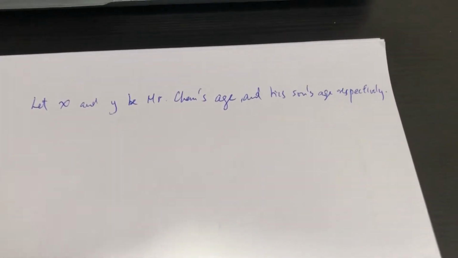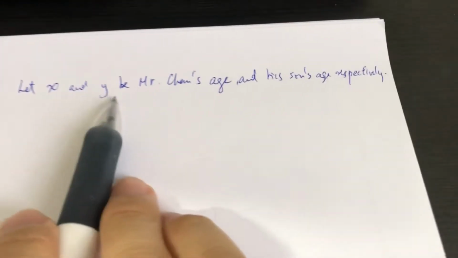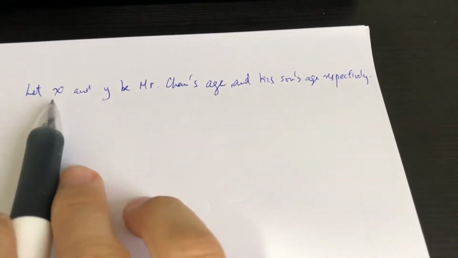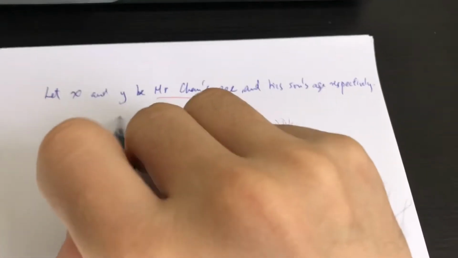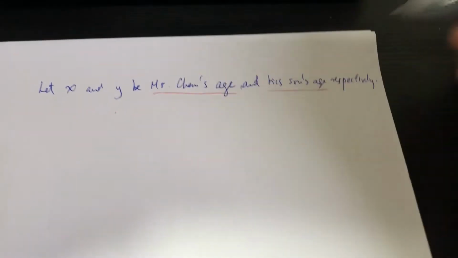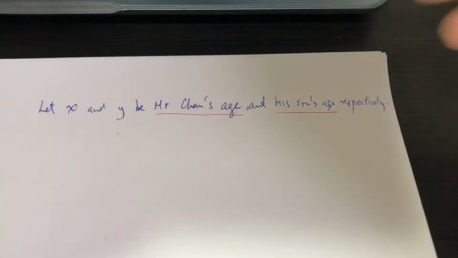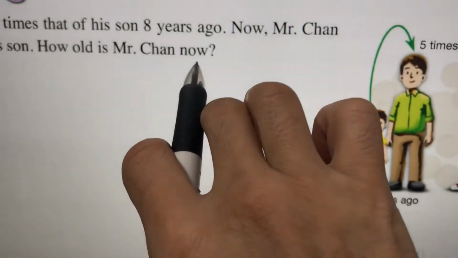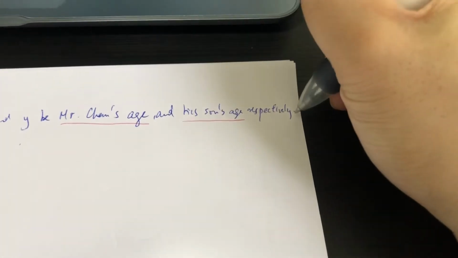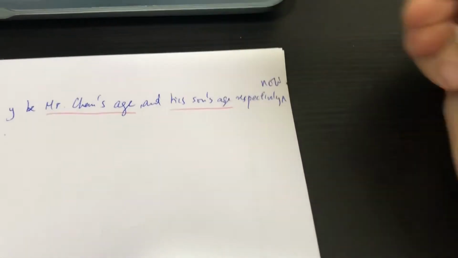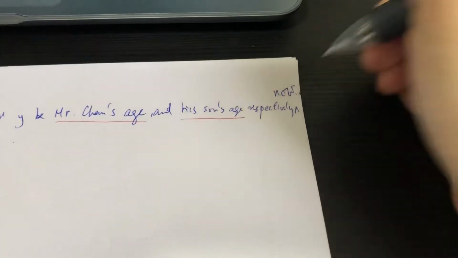In this sentence, you can see we have two unknowns, x and y. x is Mr. Chan's age, y is his son's age. And very important, this is talking about the age now. So you write down "now". We are talking about the age now.